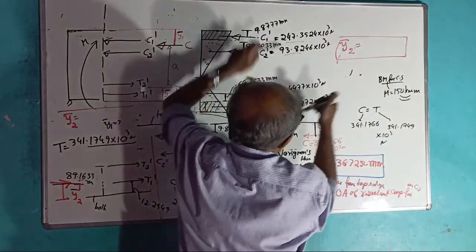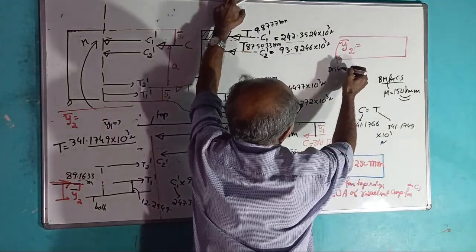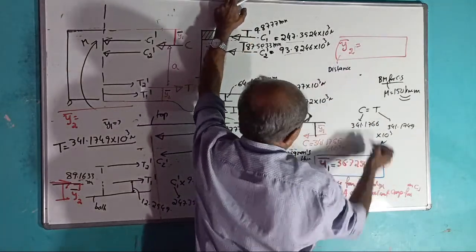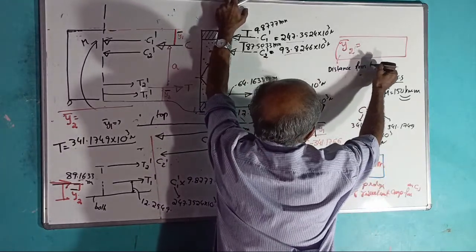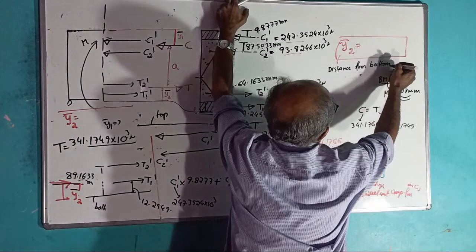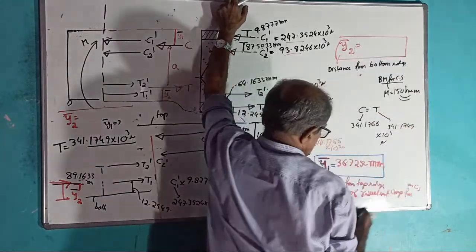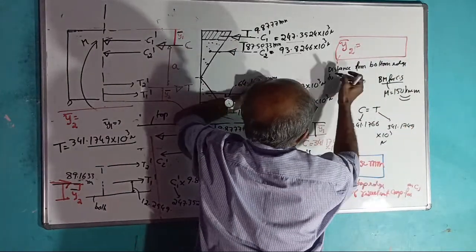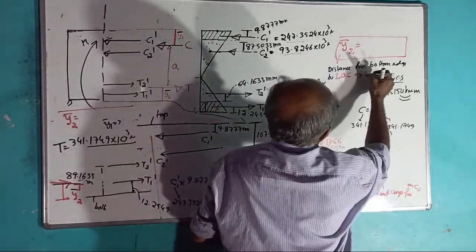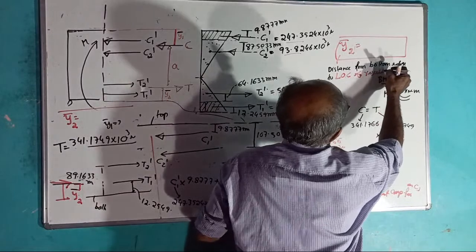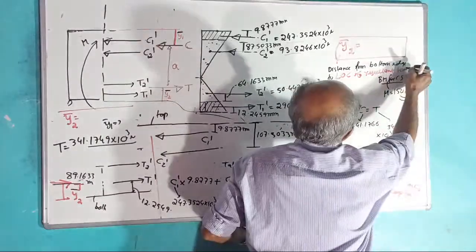That is what? This distance of Y2 bar, distance from bottom edge to line of action of resultant tension force.